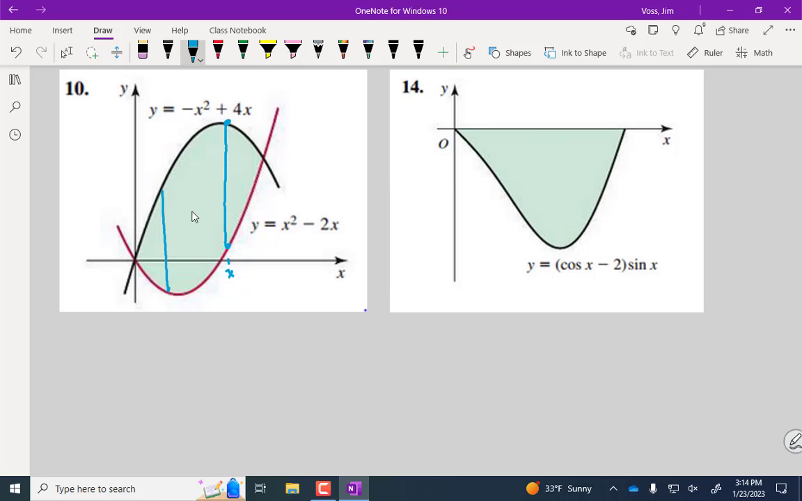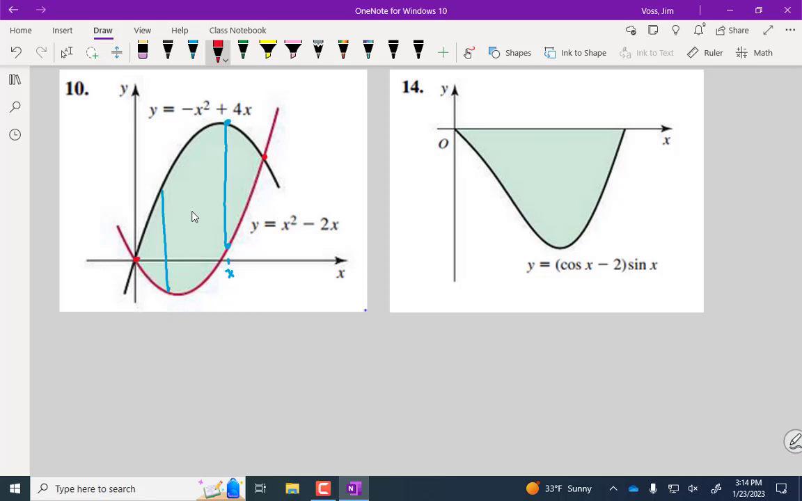Now, the next thing we need to know is where these curves intersect, because that dictates the width of the interval. That tells us our start point and our terminal point. So we need to know where those two curves meet.